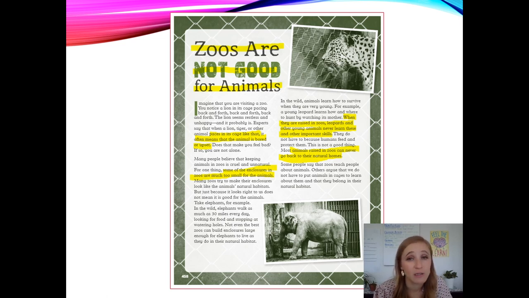Did you notice any new reasons in that article? Some of you might have underlined that they belong in their natural habitat. Animals should be in the place that they're meant to be. Those are some reasons that the author might give for why zoos are not good for animals. Awesome job, you guys, on reading and underlining and looking for important ideas that support the opinion.